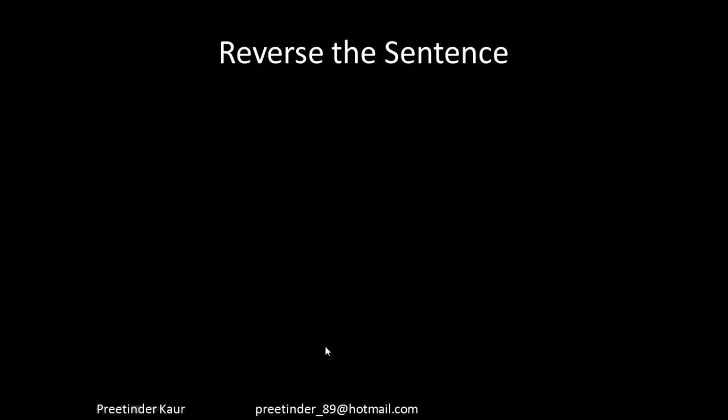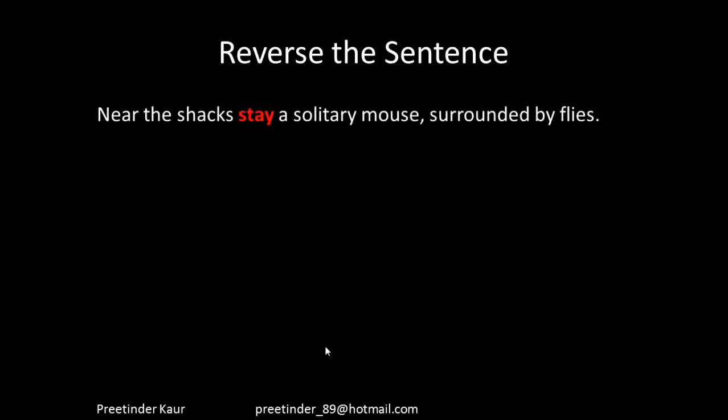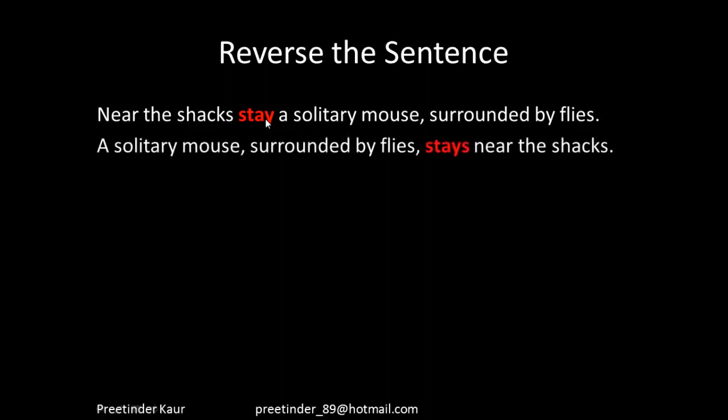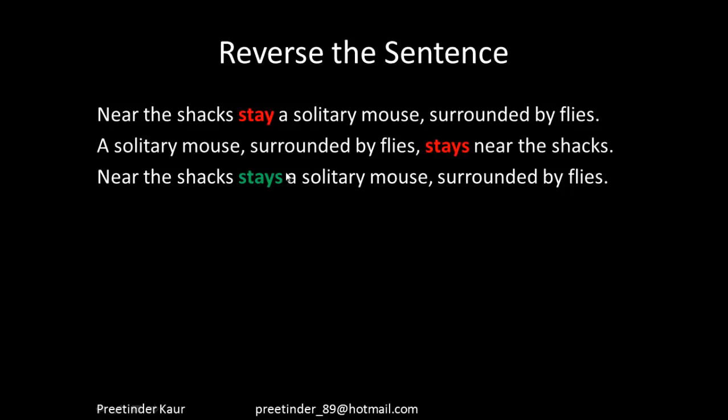The next thing, in case of some confusing sentences, you need to reverse the sentence to find out whether that sentence as written is correct or not. Consider this sentence. Near the shacks stay a solitary mouse surrounded by flies. Let's say you're confused about the word stay and you don't know whether it should be stay or stays. Let's reverse the sentence. It becomes a solitary mouse surrounded by flies stays near the shack. So this should be the correct form. Instead of stay, we are using stays. Now come back to the sentence and replace this stay with stays to make it correct. So this is one kind of practice that you can do to reverse these kind of sentences.